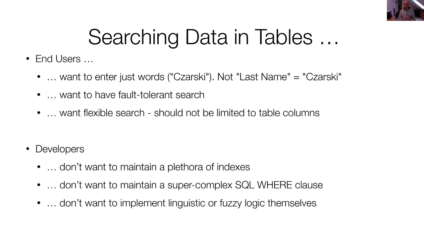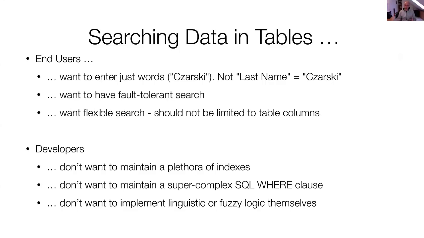So end users just want to enter words, right? They don't want to specify the order number is 4711 and the customer last name is Zarsky. They just want to type Zarsky 4711 and they want to see an order. It has to be fault tolerant, it has to be flexible. We want to search for any criteria. It should be as flexible as possible.